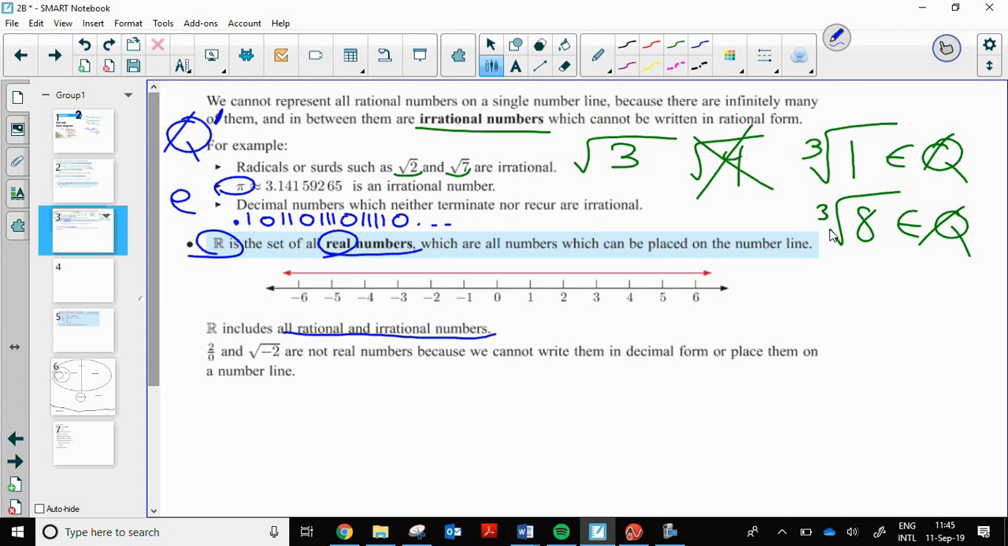Some things are not considered real though. So two examples here. We can't divide by 0, as I said earlier. And certain types of radicals we can't compute. We can't take the square root of a negative, for example.